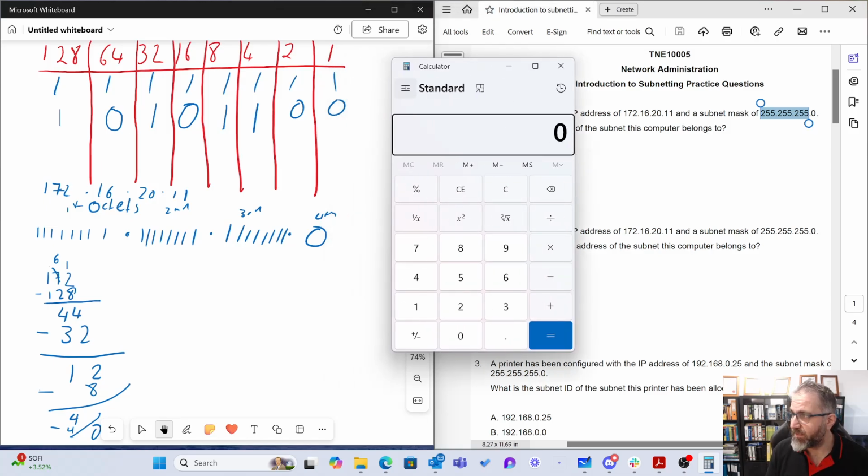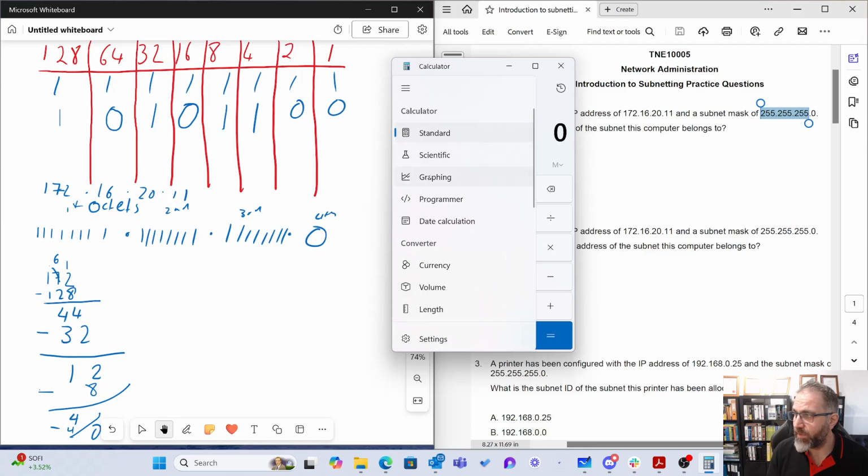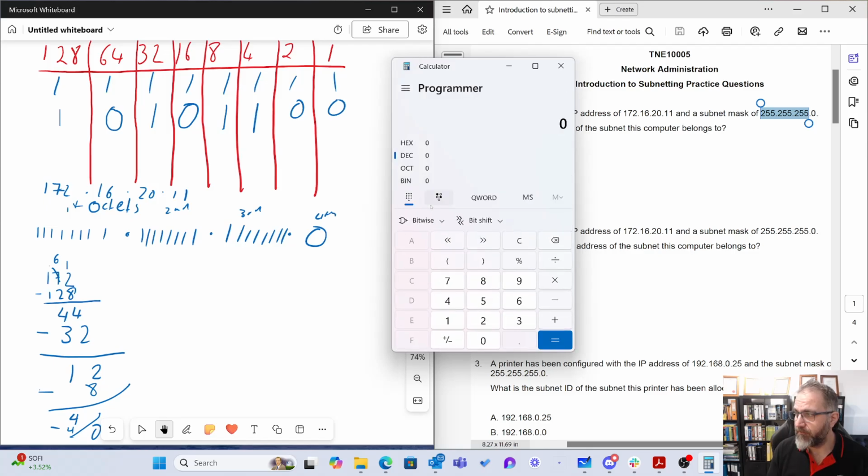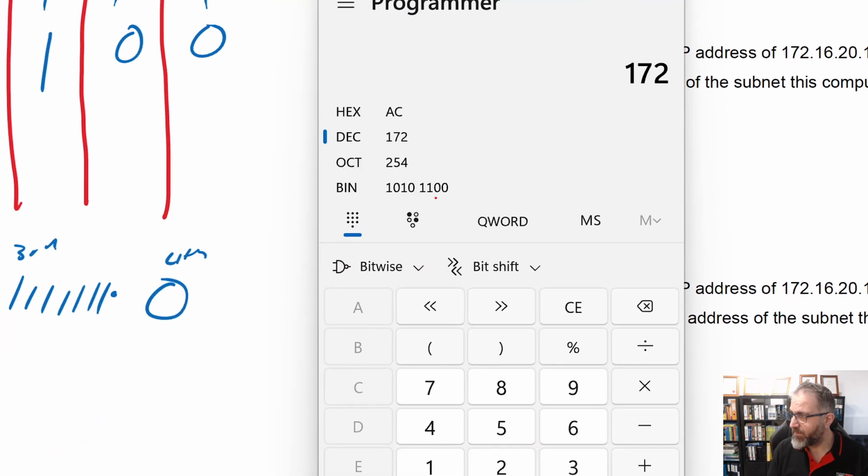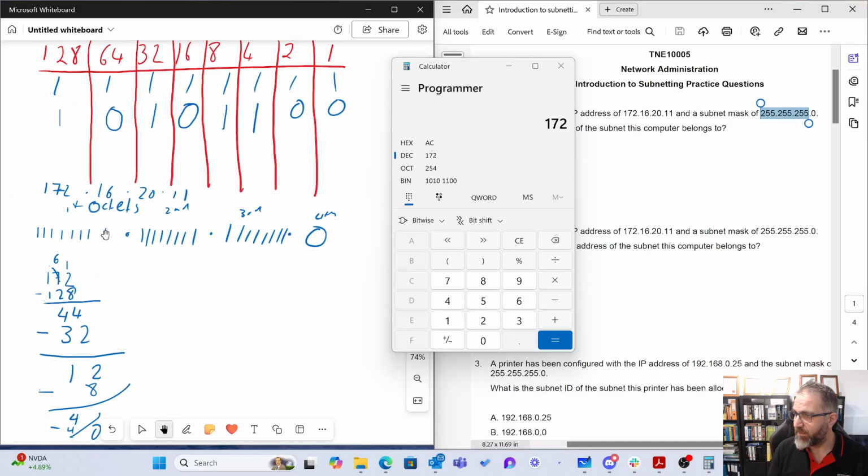Let's find out with our standard calculator and turn that into a programmer calculator. And we can convert this. We can go to 172 and turn that into binary, and you can see there. My heart jumped in my mouth for a sec, so I thought I made a mistake, but I didn't. So, see that? And that's how we do that. 101, so 10, 10, 11, 11, 0, 0.